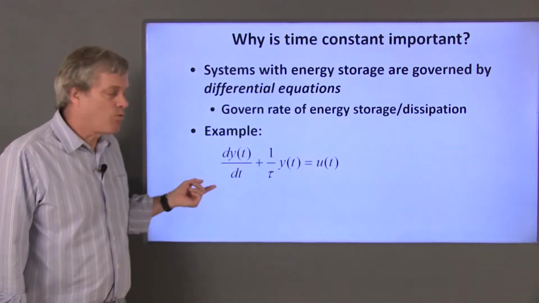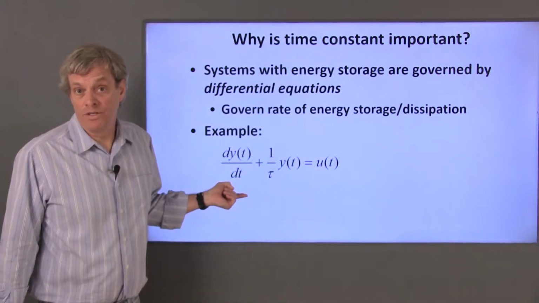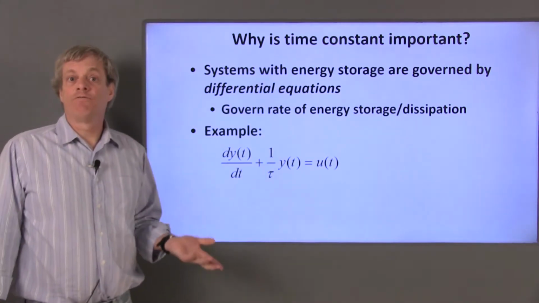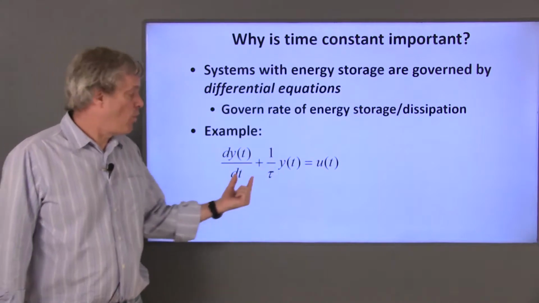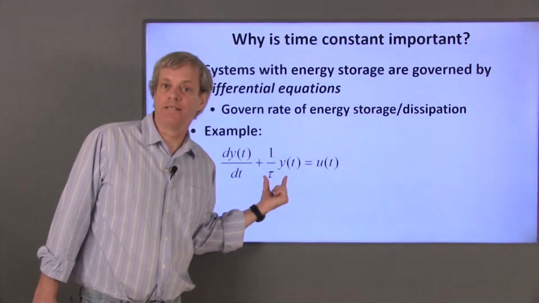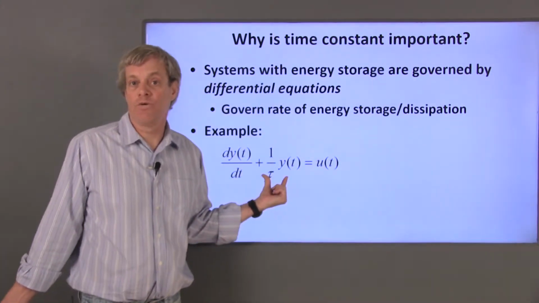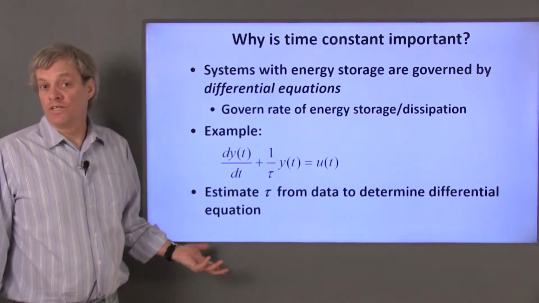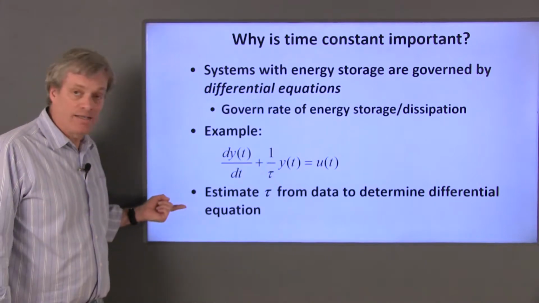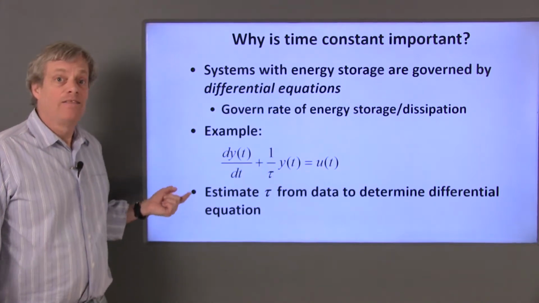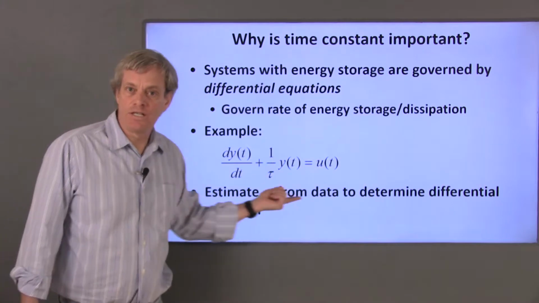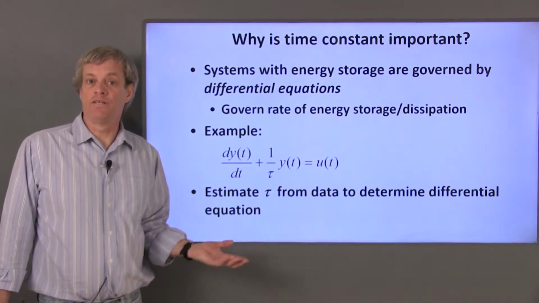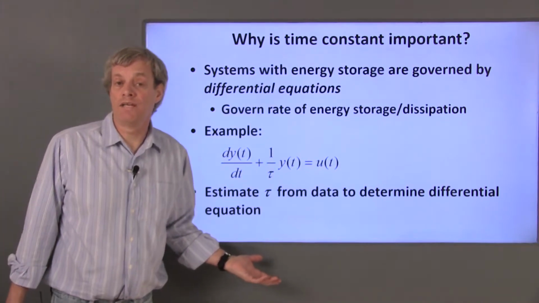A general differential equation for a system that has one energy storage element, such as our frying pan, is shown here. If the differential equation has this form, you only need to know what the time constant is in order to estimate the differential equation. So if you measure the response of the system to some initial energy storage, you can estimate the time constant as we did with our frying pan. This gives you an estimate of the differential equation itself, which can then be used to simulate the response of the system under other conditions or to perform system design.